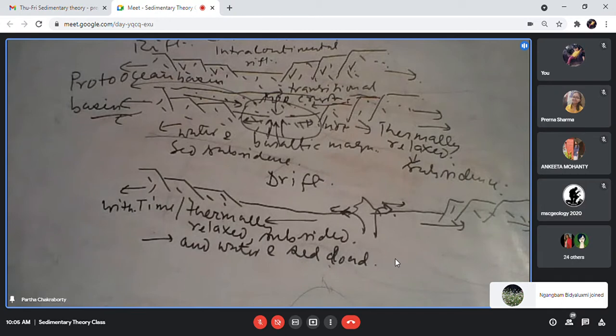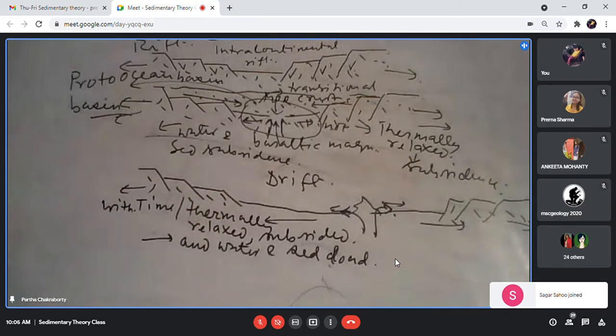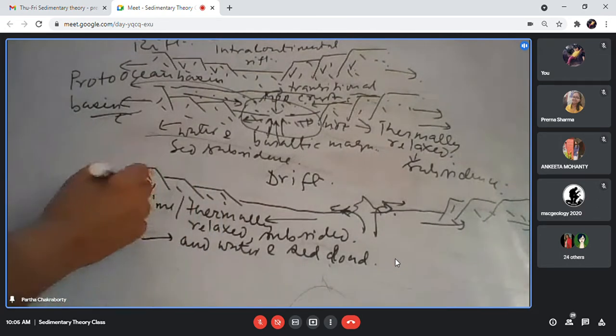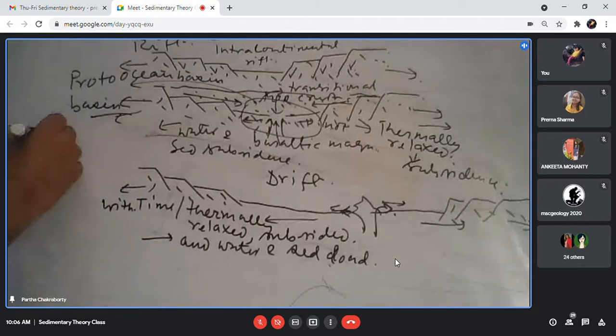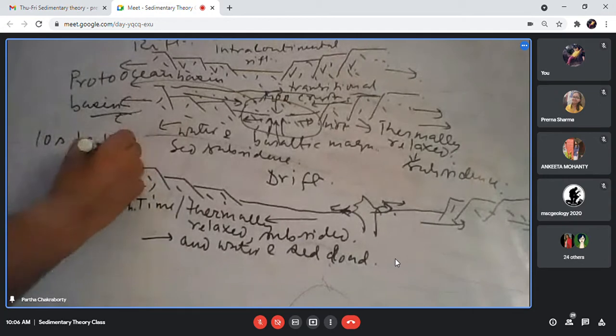Now, I will come later to what the products will be and how we identify the different products. This will be continuing for several tens to hundreds of millions of years.